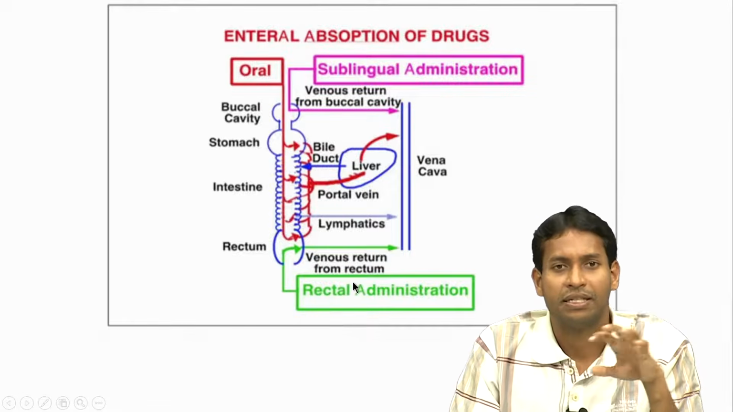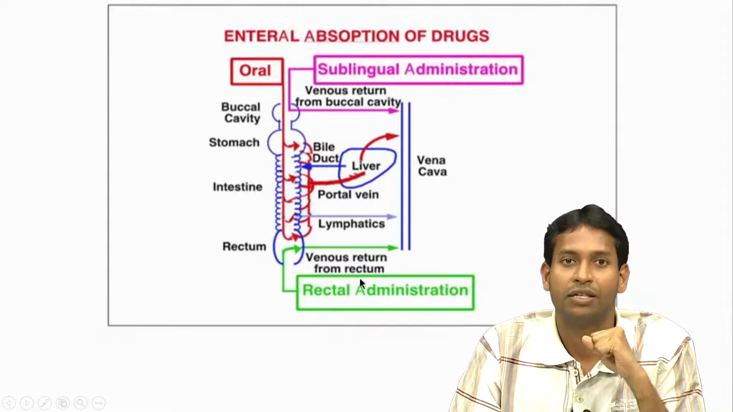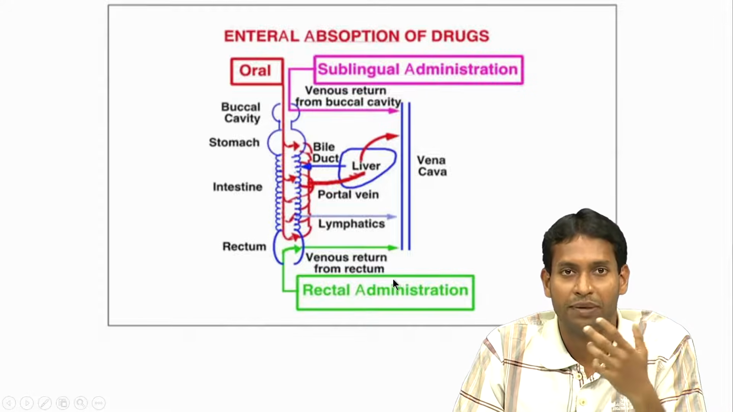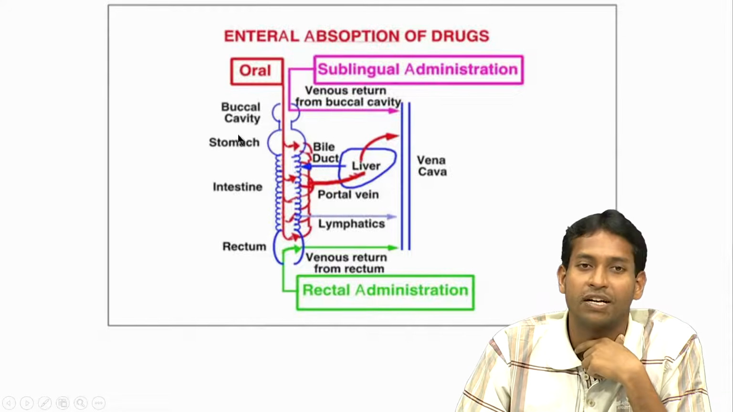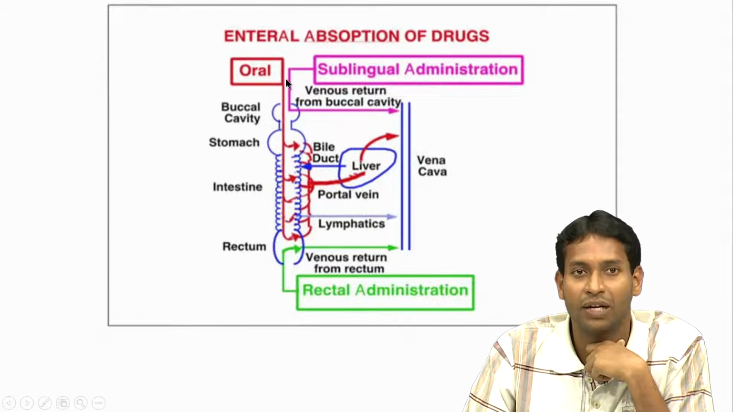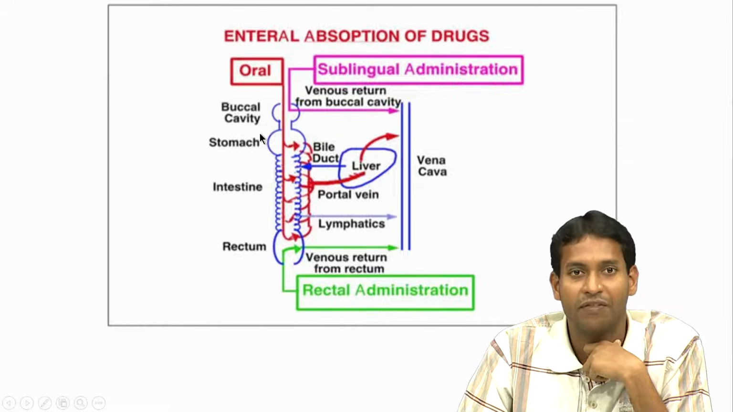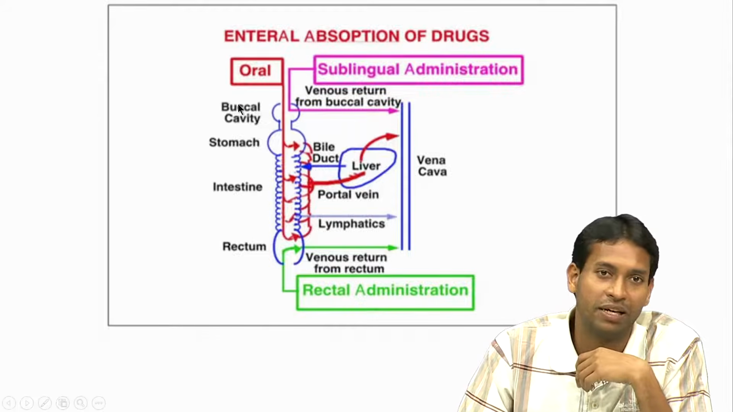So, again this is a pictorial representation of what happens when you take a drug orally. Enteral absorption essentially means absorption through the GI tract, the gastrointestinal tract. There are several forms of absorption that can happen here. When you take a drug orally, first it goes to the buccal cavity, which is essentially nothing but the mucosal surface in your mouth. From there also the drugs can get absorbed.